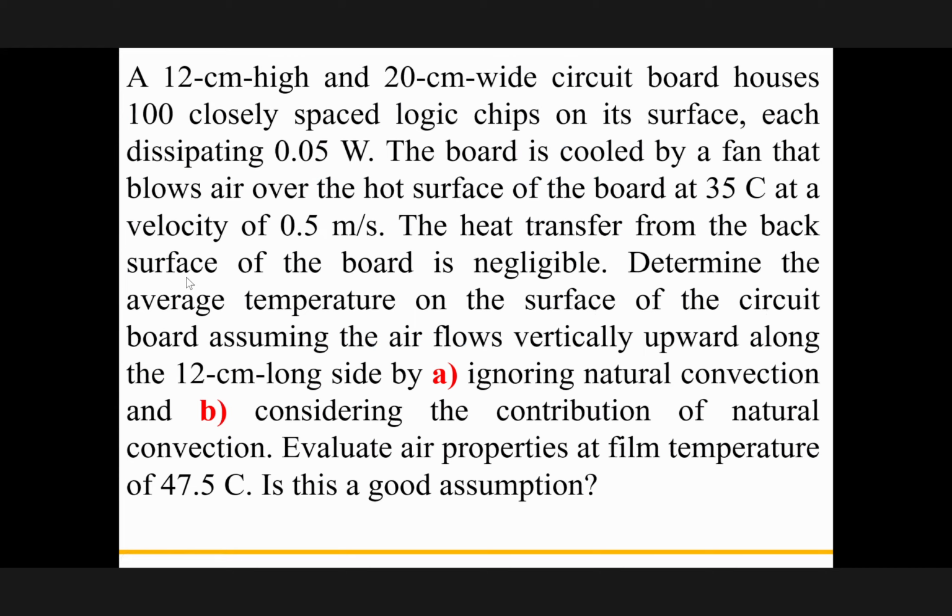In order to help you, because it mentioned here, determine the average temperature of the surface. Therefore, if you are trying to calculate the physical property of the fluid, you do not know what the temperature is, but he gave you: evaluate the property of the film at this one. Therefore, you go back and look at the physical property of the air at 47.5.